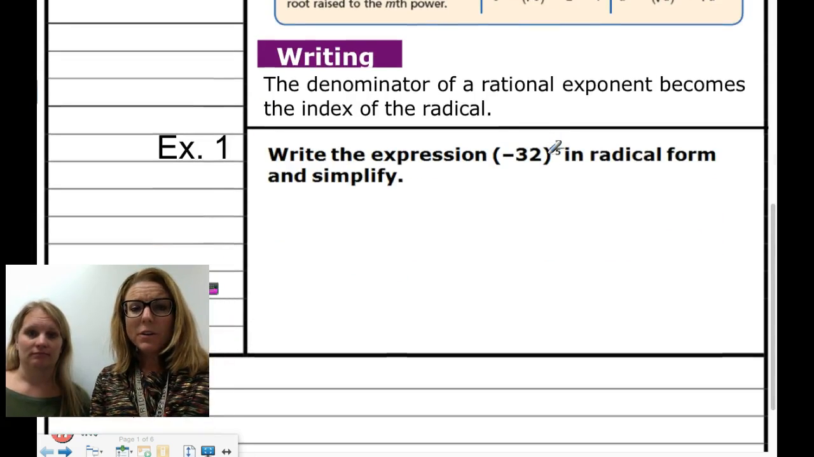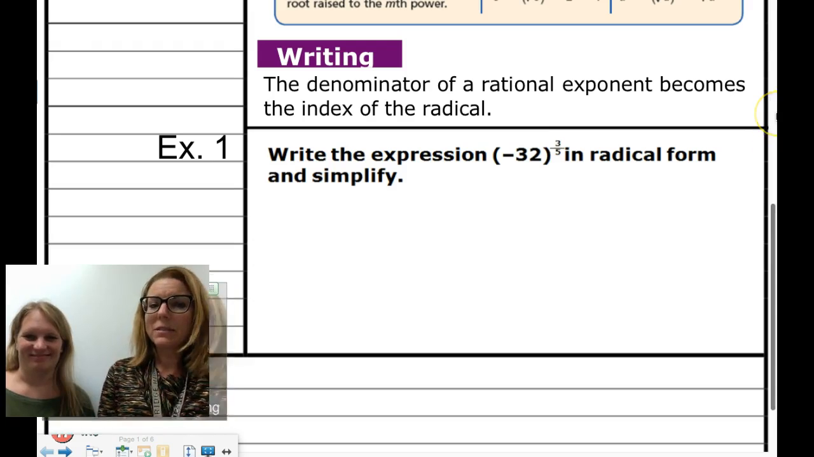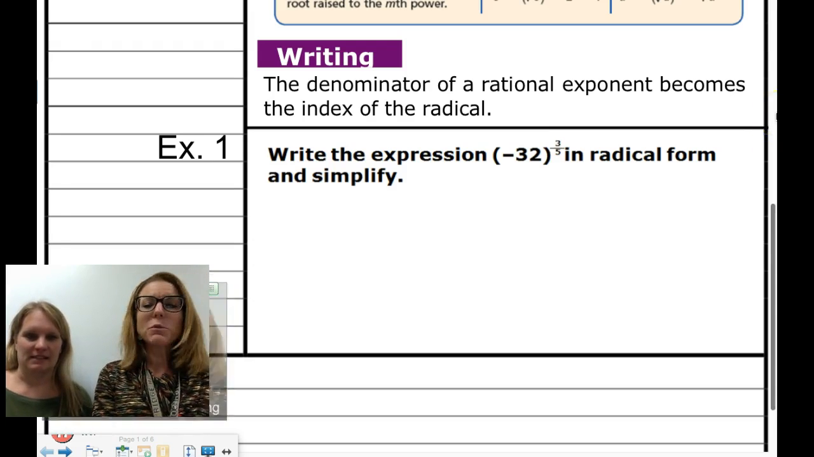So the denominator, I just said that. The denominator of a rational exponent becomes the index of the radical. Here we go. Example number 1.